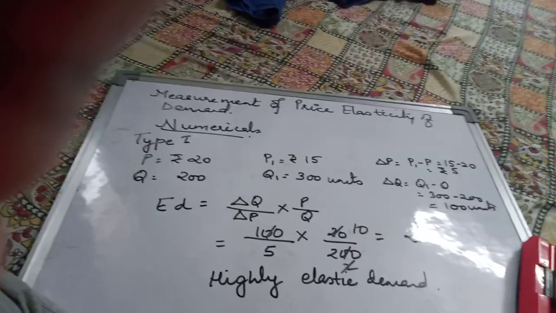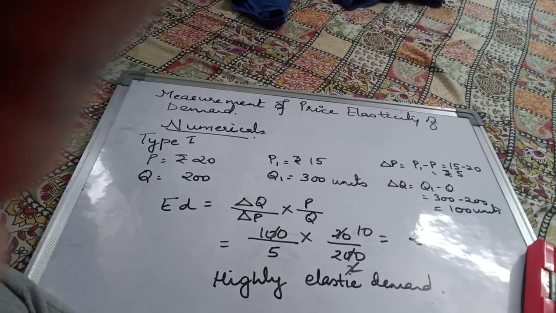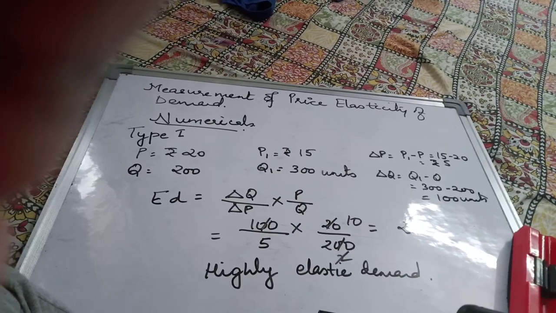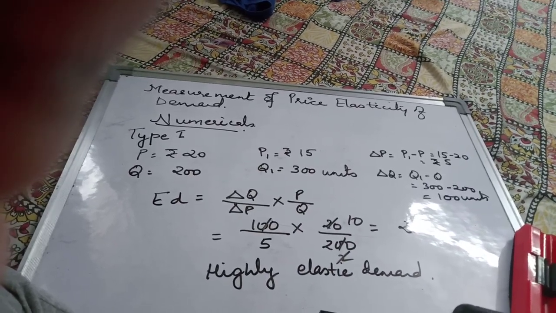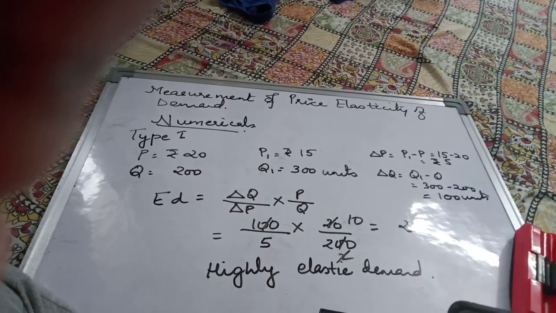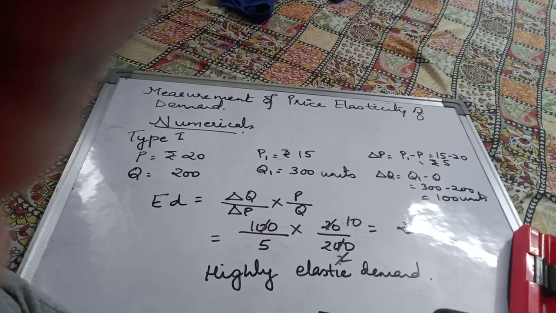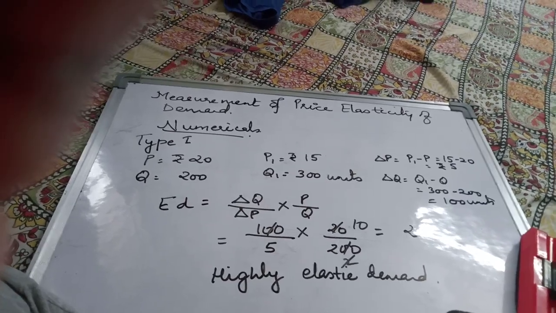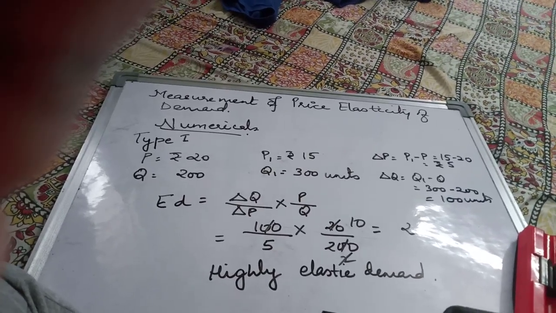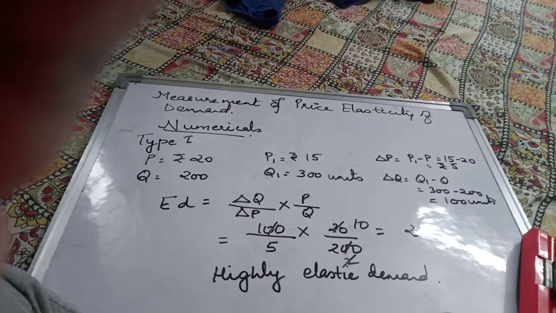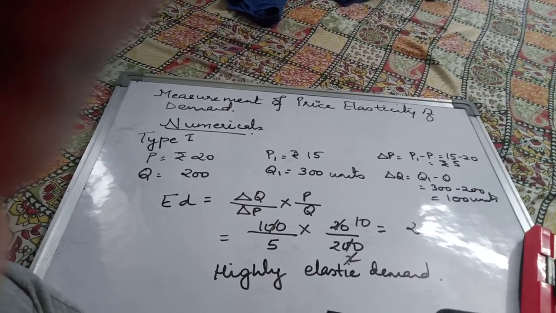I am giving you another question, so write that question and do it on your own. Price of a good falls from rupees 8 to rupees 6. As a result, its demand rises from 100 units to 125 units. Find elasticity of demand.